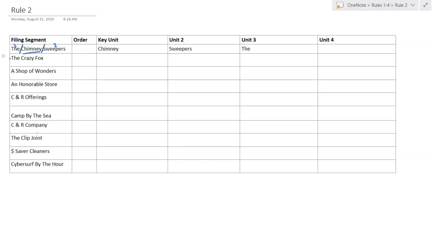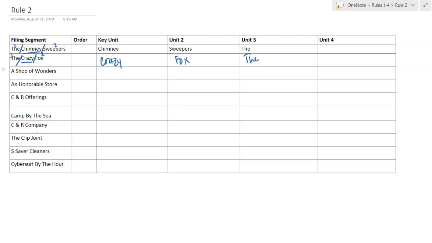And so with the crazy fox, again, it's a business name, so I'm indexing it as it's written. Because it begins with the word the, that's going to be filed last. Crazy is my key unit, fox is Unit 2, and the is Unit 3. So crazy, fox, the.